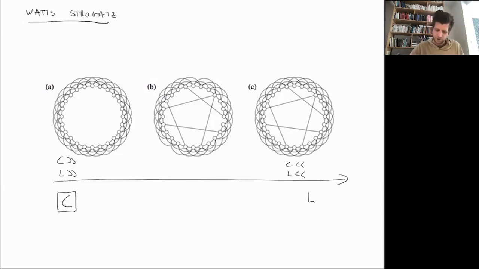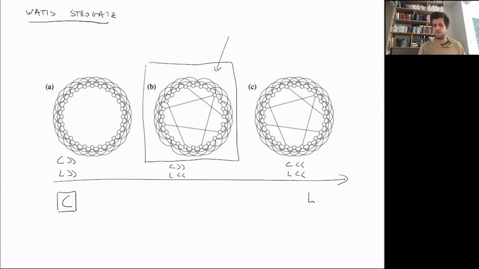But actually there was a region here where you could find that the C would be large. So there would be many triangles, a lot of local order, and yet at the same time the L is very small, meaning that the average distance between any pair of nodes would be very small. Basically they started to investigate the properties of such a model, where there would be this combination between local order captured by the clustering coefficient and, at the same time, the power of shortcuts allowing you to connect different parts of the graph in a very small number of steps.